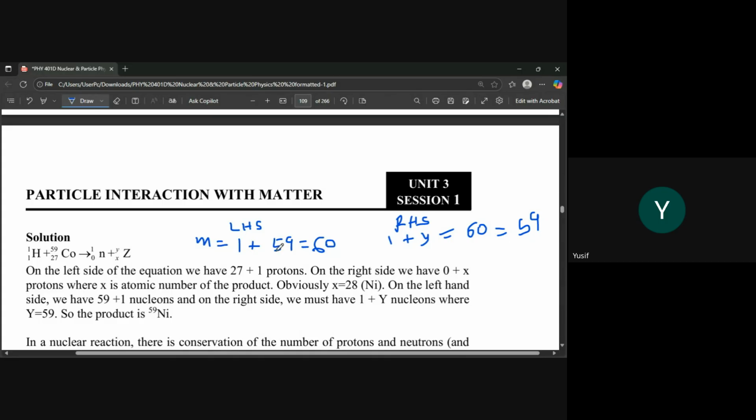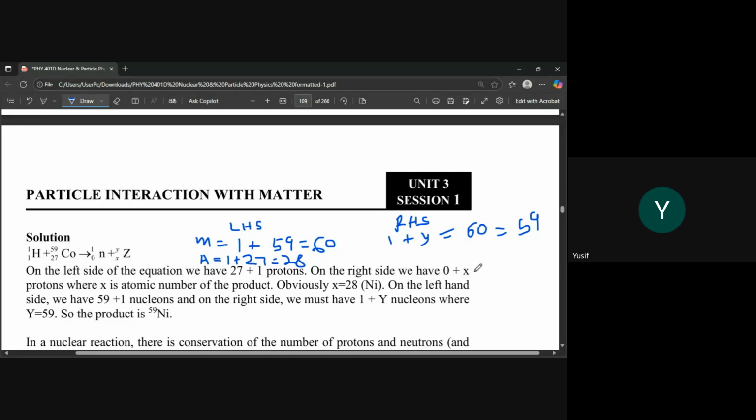Now let's look at the atomic number. For the atomic number, the hydrogen is 1 over here, plus the one of the cobalt, which is 27. And then we are going to get 28.